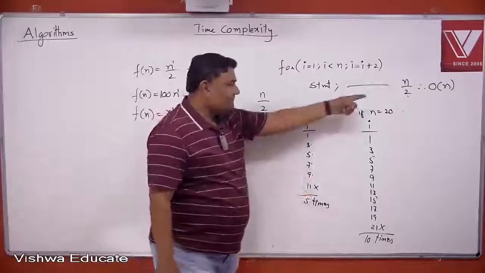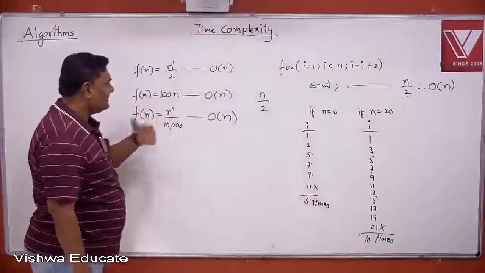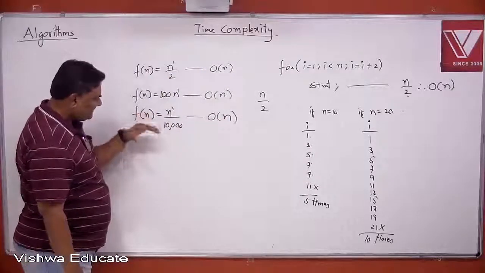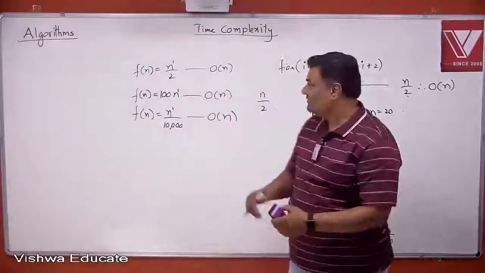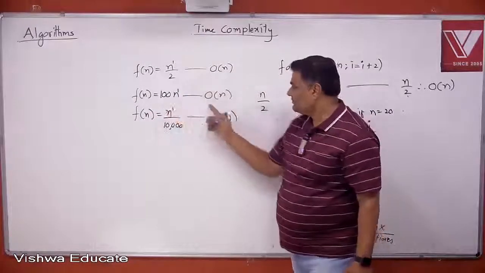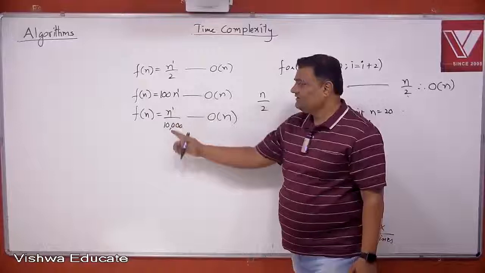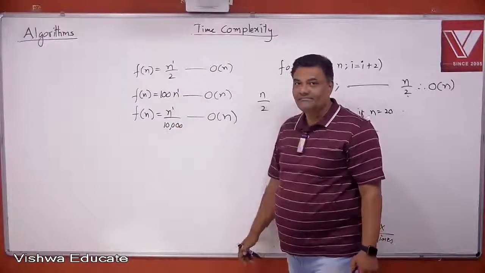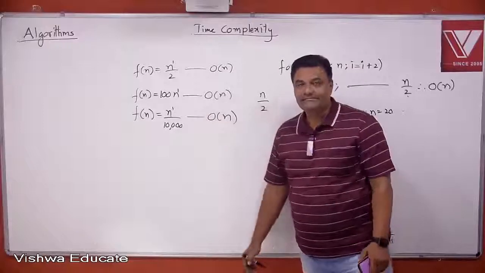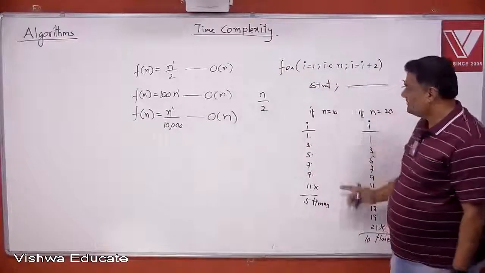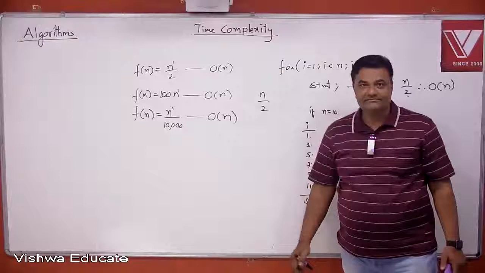So for this we got n by 2, and along with that I have explained that even if it is n by 10,000 also we say degree order of n, and this is also order of n. They are not equal for some value of n, they are not equal, but degree is equal. Take this, if you have to copy this one, and copy this one also.